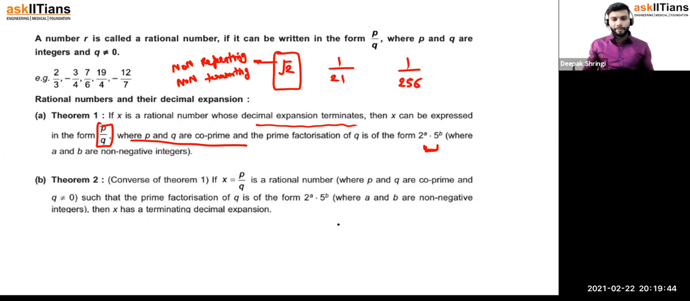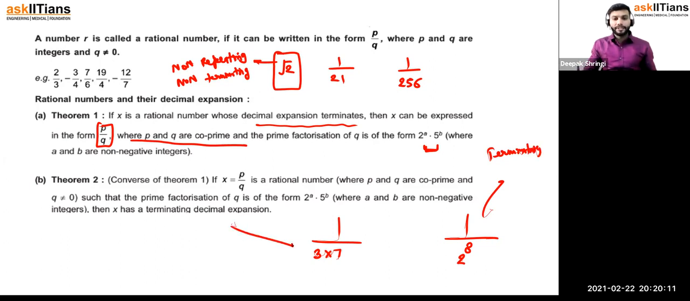I'll give an example. 1 by 21 is what? 3 into 7. And 1 by 256 is what? 1 by 256 would be 2 power what? 8, right? Now in 2 power 8, you can see the denominator only has the factors of 2. So when it has only factors of either 2 or 5, it will terminate. So this is terminating. But 1 by 3 into 7, this is non-terminating. Why is it non-terminating? Because the denominator is not only a factor of 2 and 5. It is a factor of 3 and 7, right? And yes, they are in the co-prime form, right?